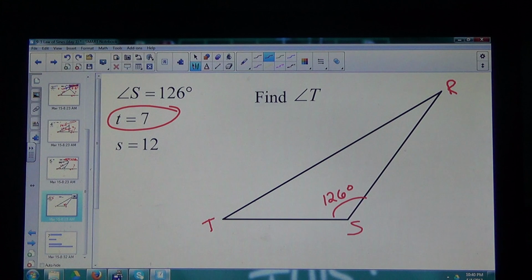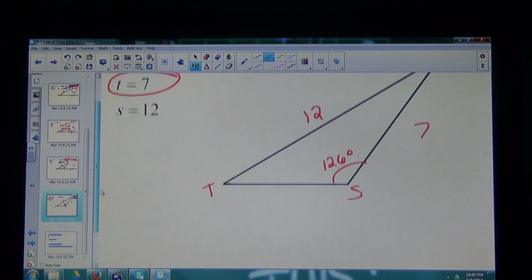Little t is always opposite of the big T, so that means this is a 7. Little s is always opposite of the big S, so that means this side over here, opposite of S, would be 12. Okay, so now I've labeled my triangle. I've got to do law of sines.